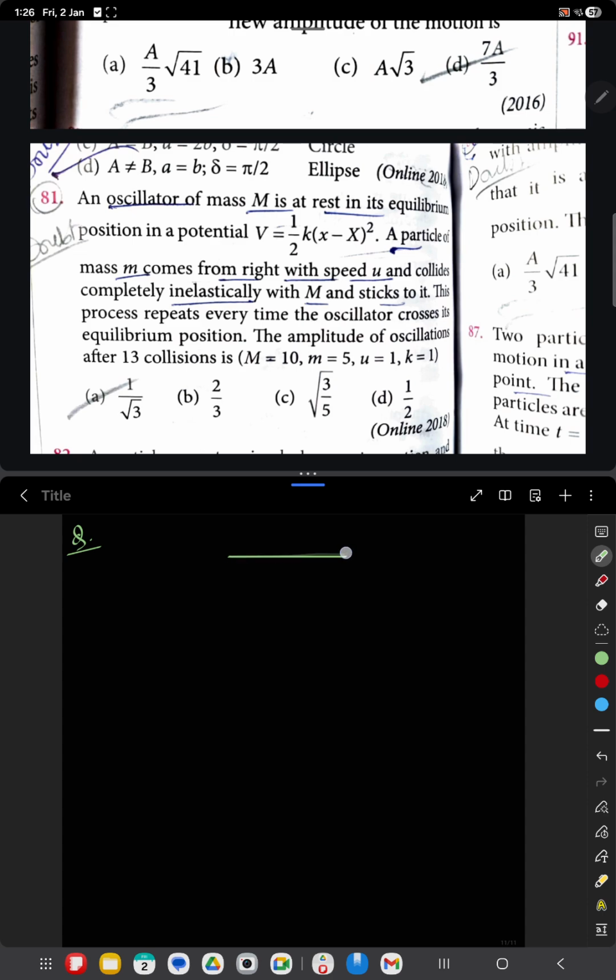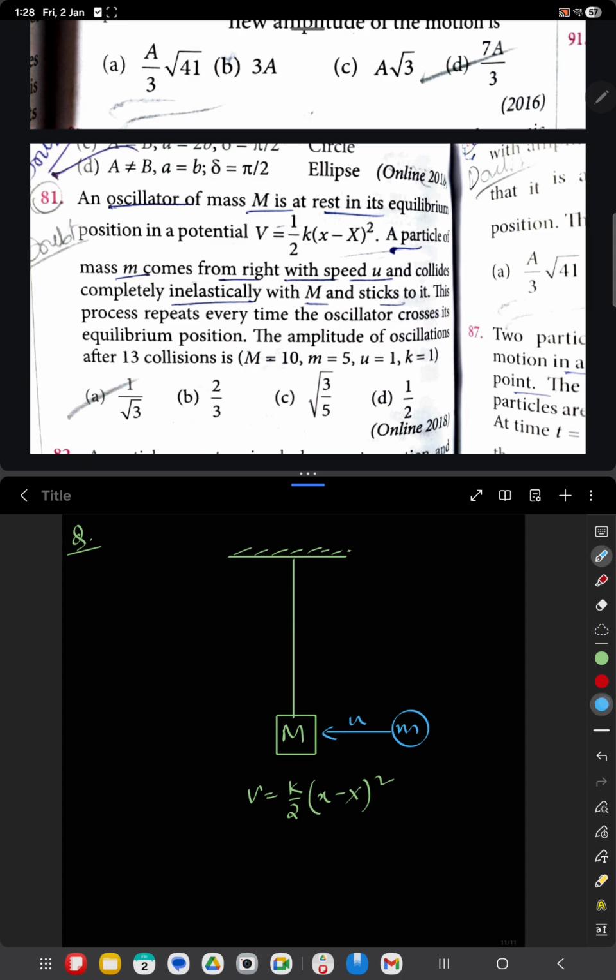There is an oscillator of mass m which is at rest in its equilibrium position. So in this question there is an oscillator of mass m which is at rest, and the equilibrium position is given as this one. A particle of small mass m comes from the right with speed u, hitting this mass and sticking to it.